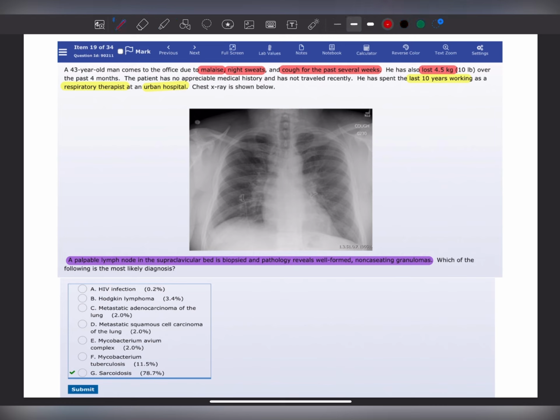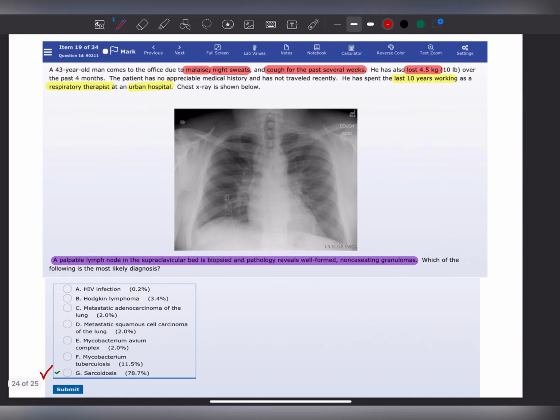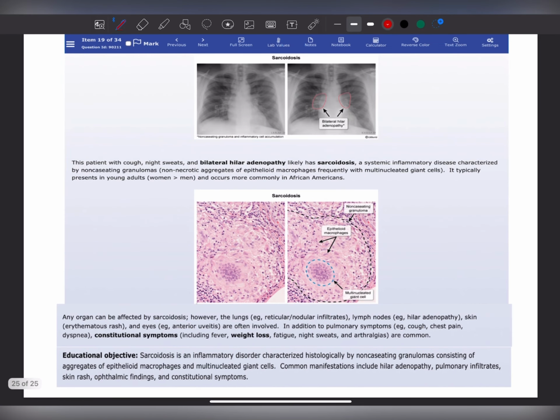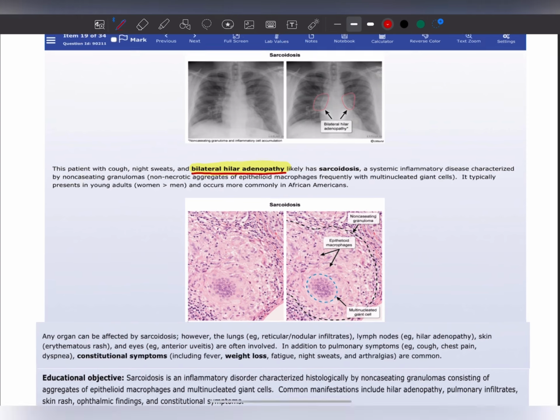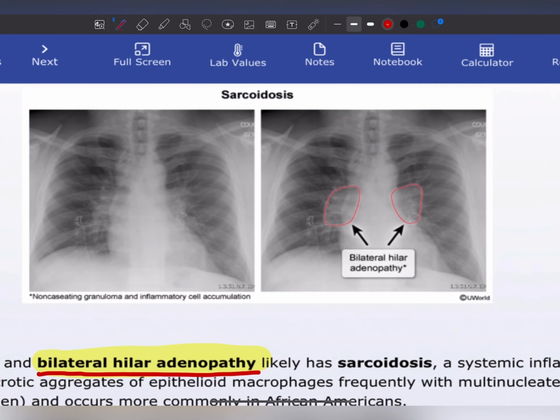As shown here, the answer is sarcoidosis, because the patient with the cough, night sweats, and the really characteristic bilateral hilar lymphadenopathy is most likely sarcoidosis. It's an inflammatory disease characterized by non-caseating granulomas. As you can see here in the chest x-ray, the bilateral hilar lymphadenopathies are really clear.